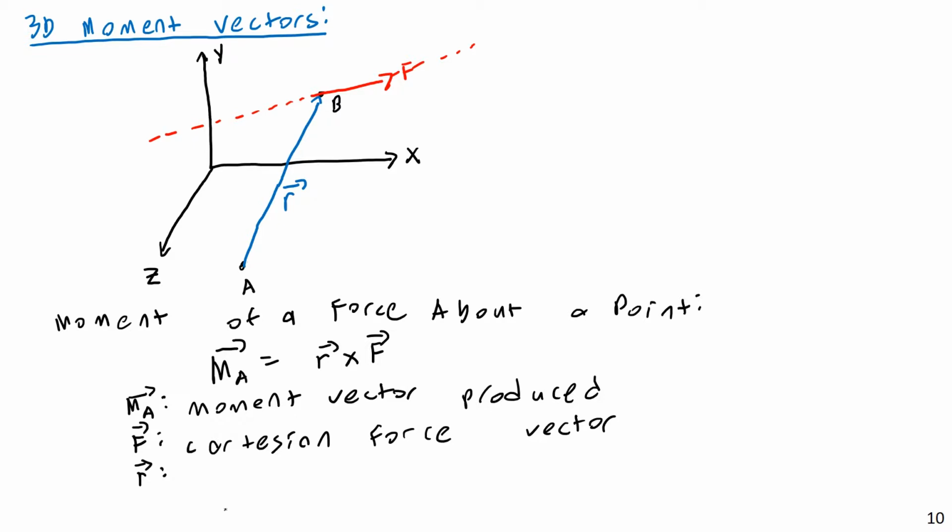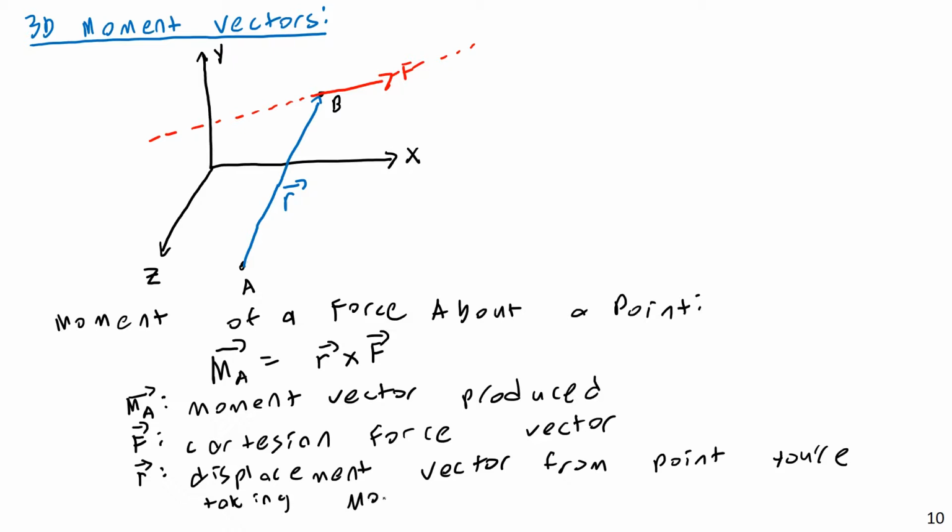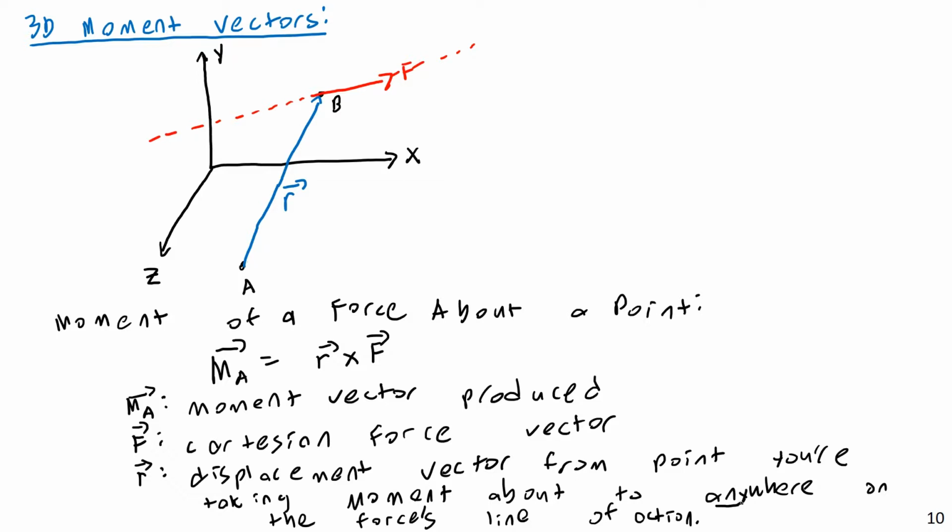And r is a displacement vector from the point that you're taking a moment about, to anywhere on the force's line of action. Anywhere on the force's line of action. And this is a bit counterintuitive, but it is true. It's just one of the natures of cross products.